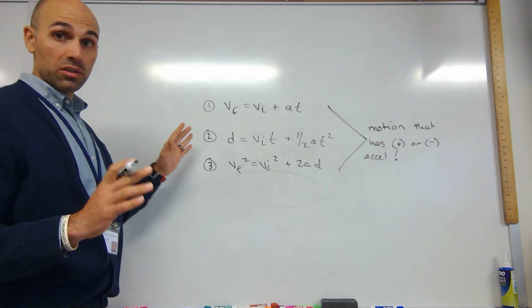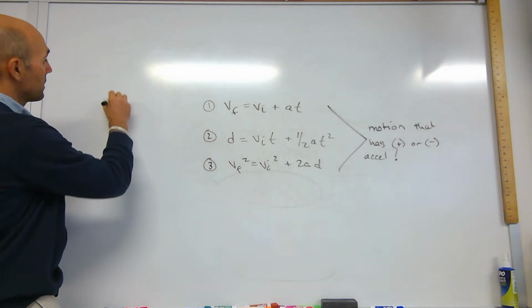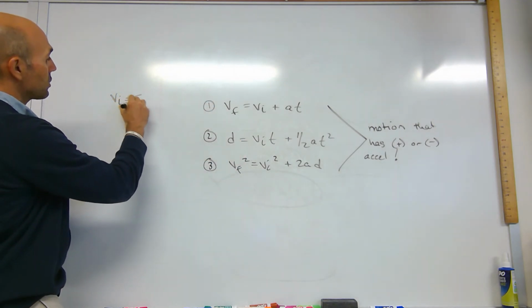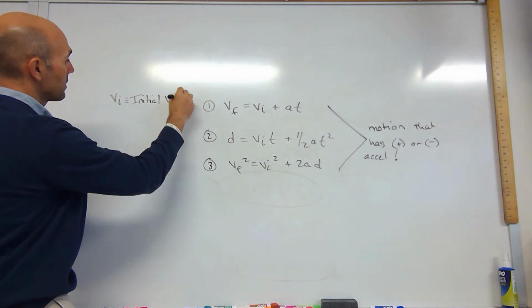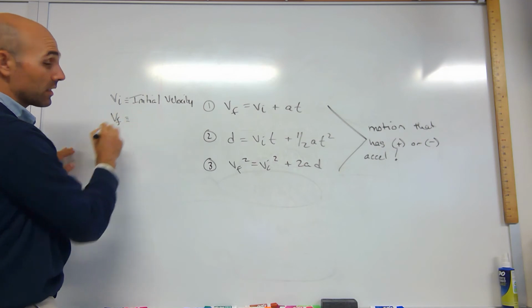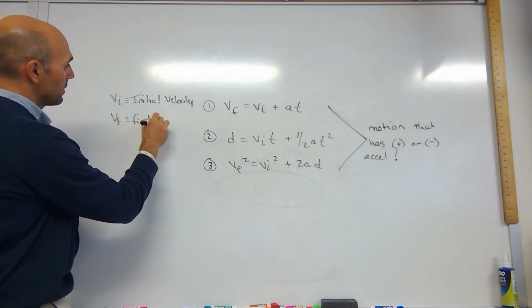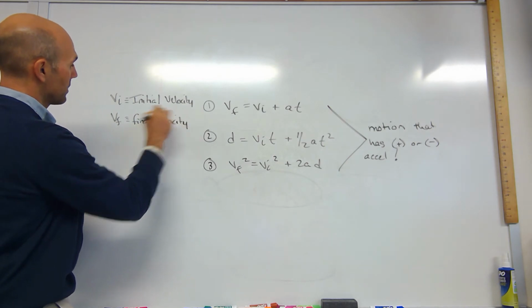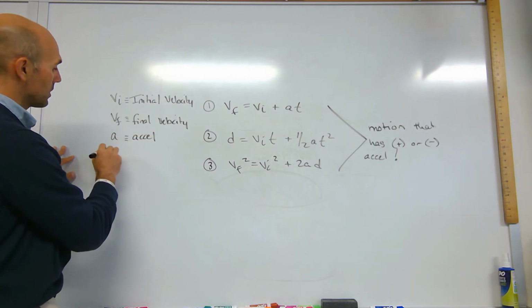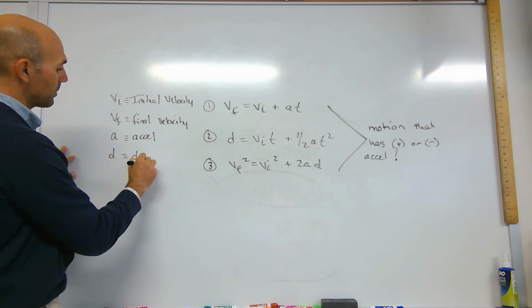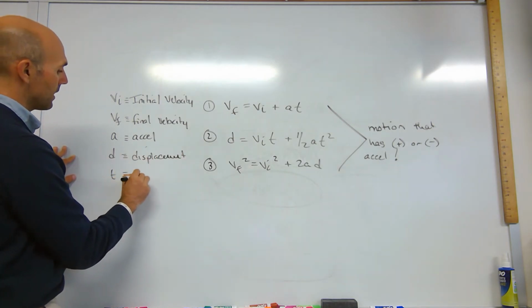So just quickly, to make sure we understand what these variables are. Anywhere you see a vi, vi is the initial velocity. vf, what do you think that is? Good job. It's the final velocity. a is the acceleration. d is the displacement. And t is the time.